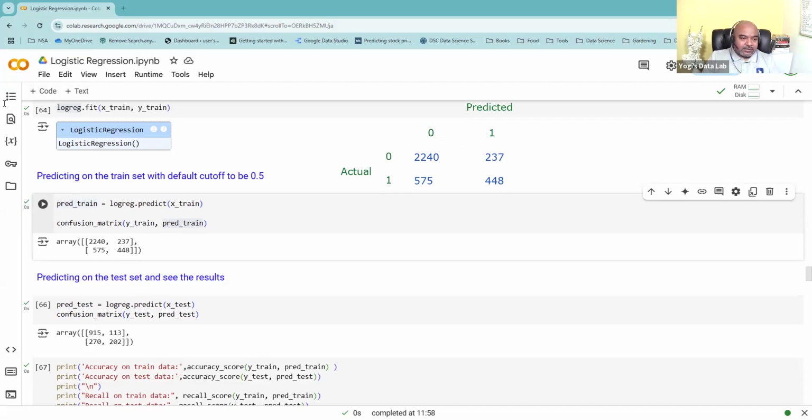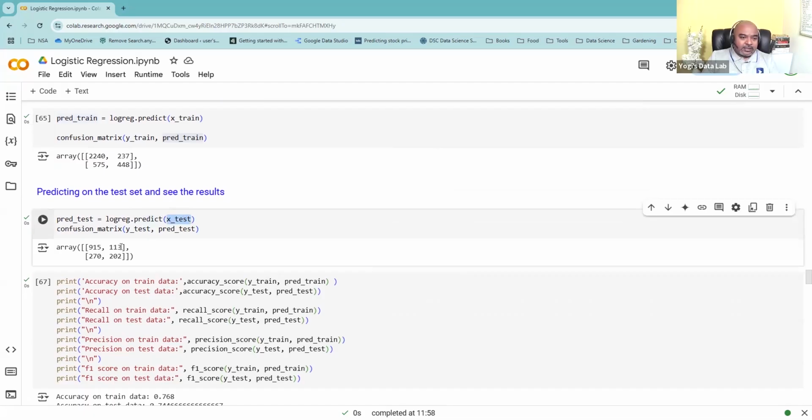So this that you see over here is giving you that matrix: actual 0 being predicted as 0 means true negatives, actual 0 being predicted as 1 means false positives, actual 1 being predicted as 0 means false negatives, and actual 1 being predicted as 1 is true positives. So this is what I got in the confusion matrix. Now I'll do it on the test set. On the test set, I am getting similar results: these many true negatives, these many false positives, these many false negatives, and these many true positives.